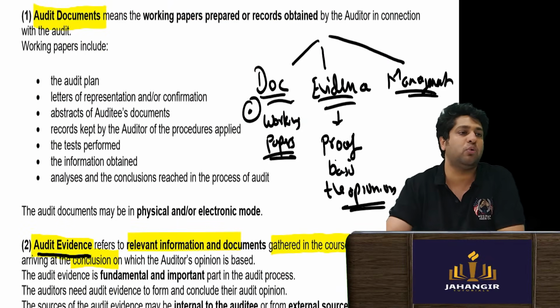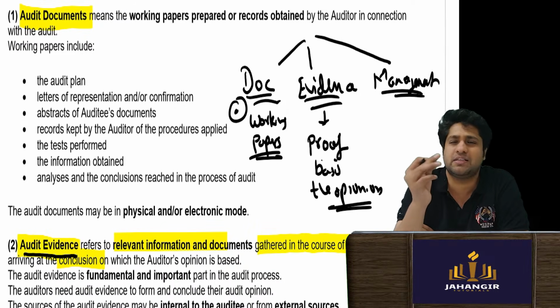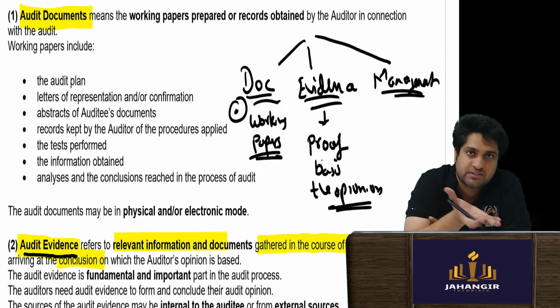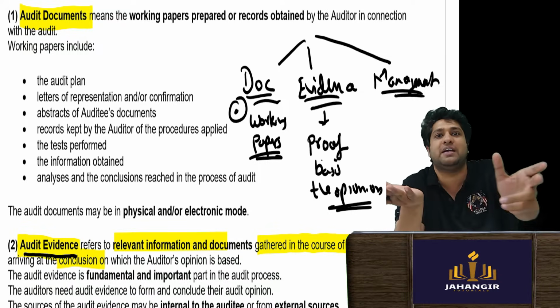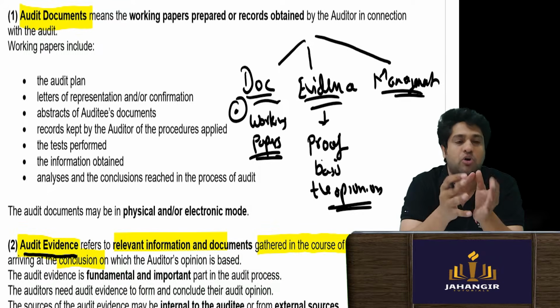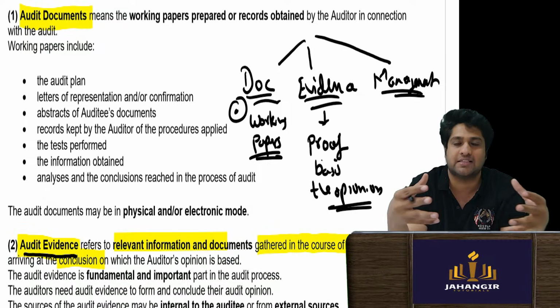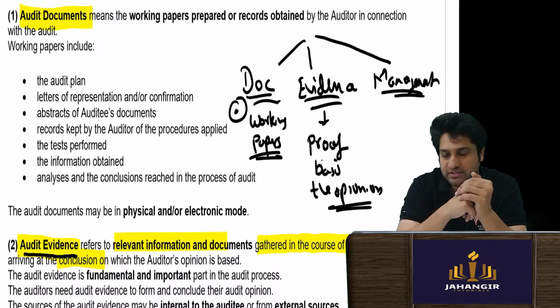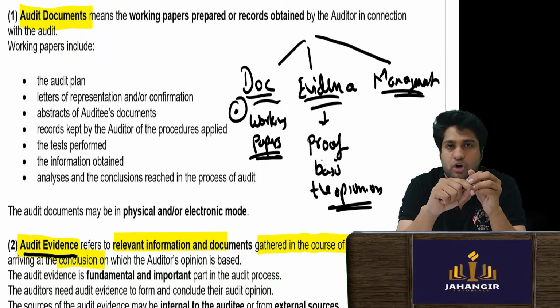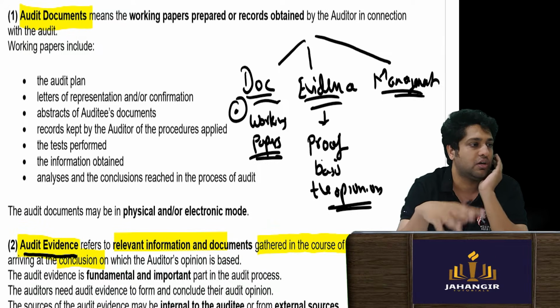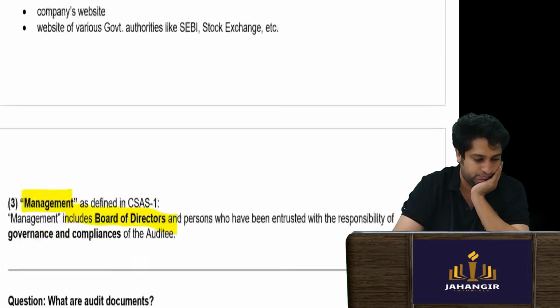Now I told you about evidence. Audit evidence is that on the basis of which the opinion will be given. It is all the collection of the facts on which the opinion will be given, and that is called audit evidence. Now audit documents are working papers and the audit file, which I'll come to, but let's finish the audit evidence part.